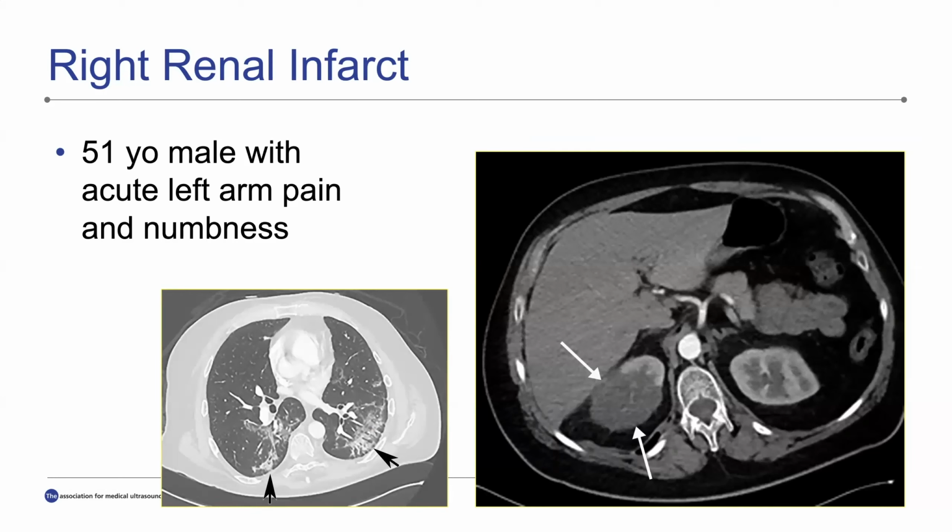In this patient, 51-year-old male with that left arm pain and occlusion, we also see that they have thrombosis of the renal artery with a large infarct in the right kidney. And of course, it's not unexpected that they also have pulmonary infiltrates from pneumonia.